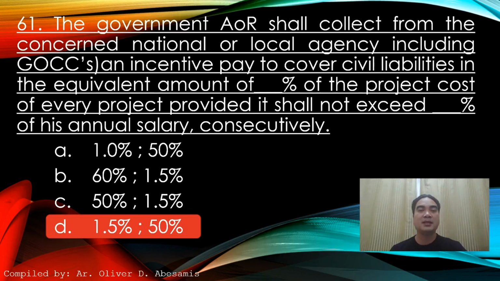To complete the sentence, the government architect of record shall collect from the concerned national or local agencies, including GOCCs, an incentive pay to cover civil liabilities in the equivalent amount of 1.5% of the project cost of every project, provided it shall not exceed 50% of his annual salary. Next.